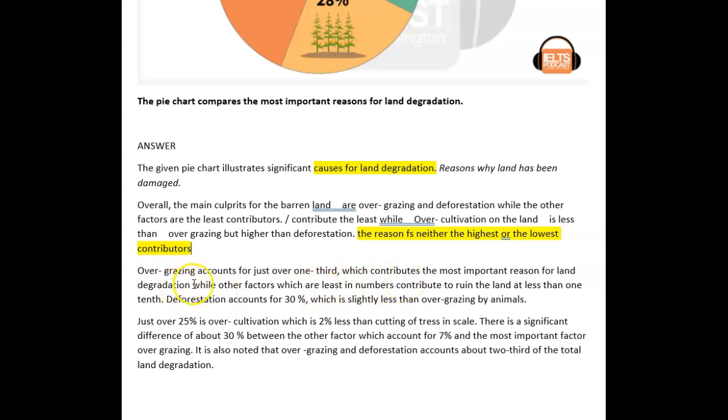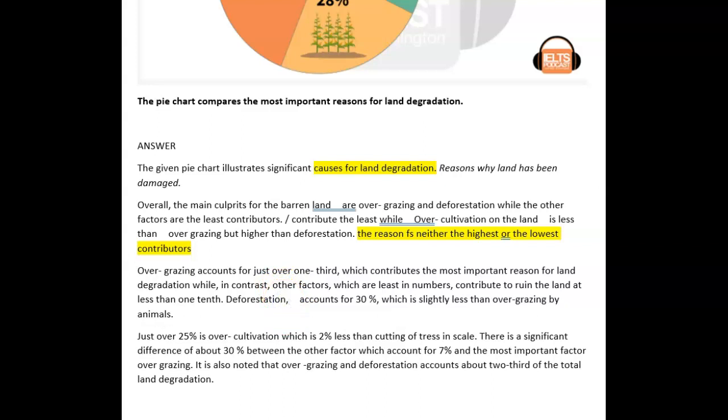Now this was a little bit complex. While other factors, you'd have to put commas in here, which are the least in numbers, contribute to ruin the land at less than 1/10. Okay, and I also would put in here in contrast. It's very important that the examiner can see where you're going. You've made a lovely long sentence here, but without the commas and without in contrast, it is quite hard to understand the comparison that you're making. So make sure you're really accurate on that.